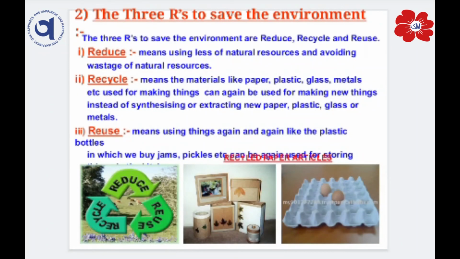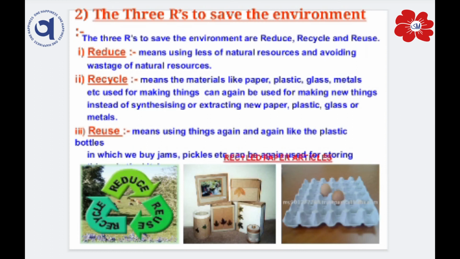Then the three R's to save the environment. Which three R's? Reduce, recycle, and reuse. First of all, what is the meaning of reduce? Reduce means using less of natural resources and avoiding the wastage of natural resources. That is called reduce.